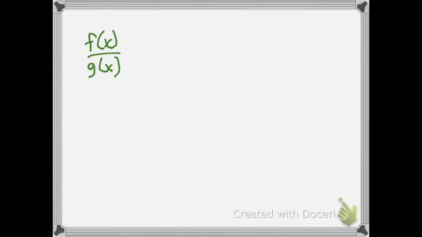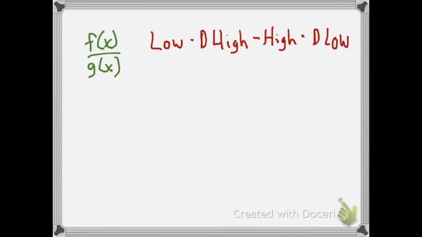So the rule for quotient rule kind of comes with a fun saying that helps you remember what to do. And that is low times d high minus high d low all over low squared. So let's change my color back. So low d high minus high d low over low squared. And that's essentially a phrase we can use to remember the quotient rule.